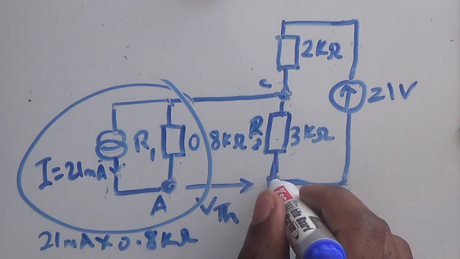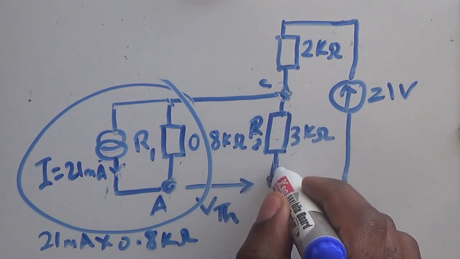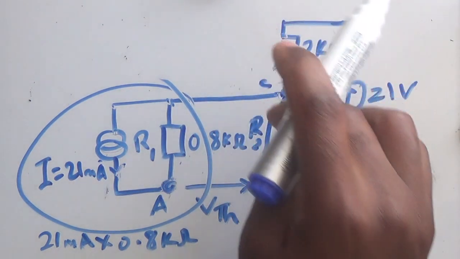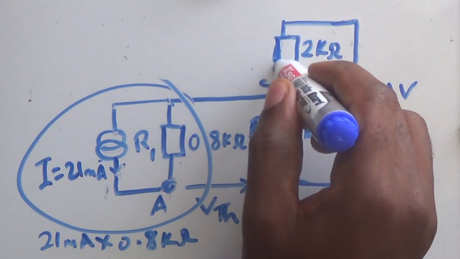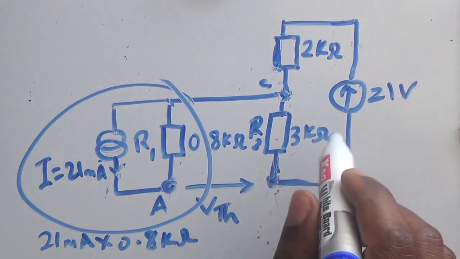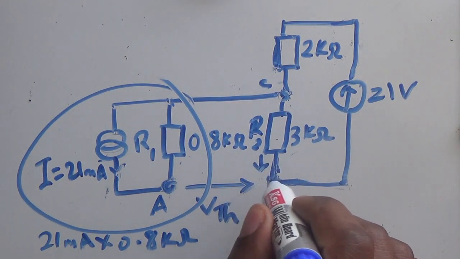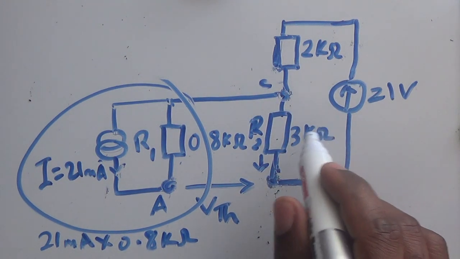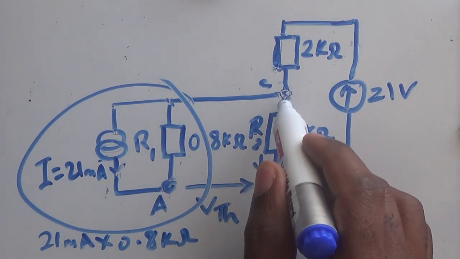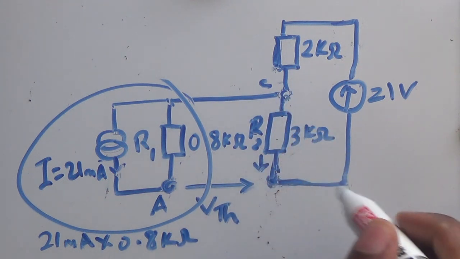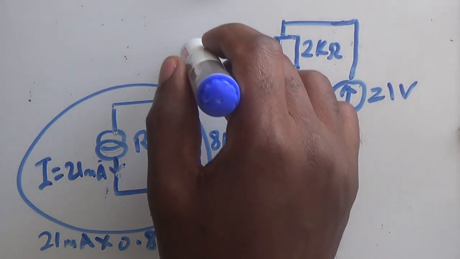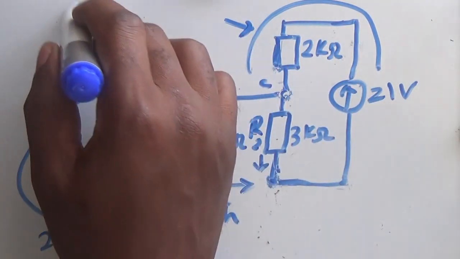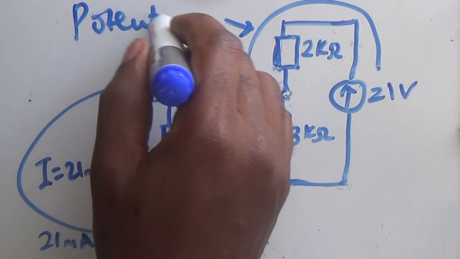So the PD across this part will be moving in this direction down here, a direction opposite to this. So here we shall have this as the potential divider. This whole part here is going to be the potential divider.